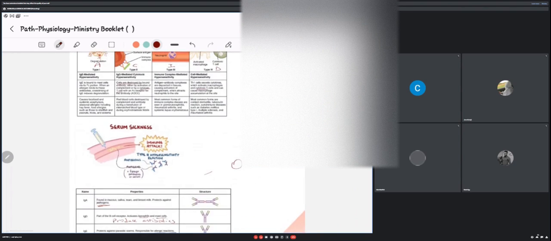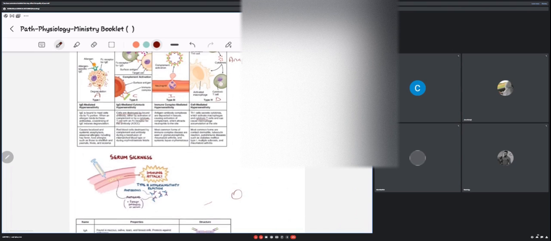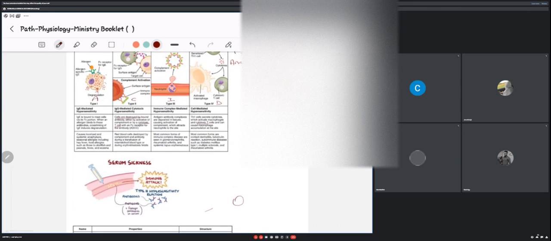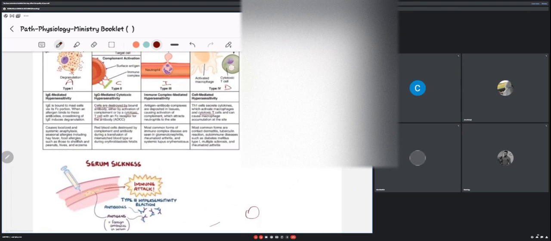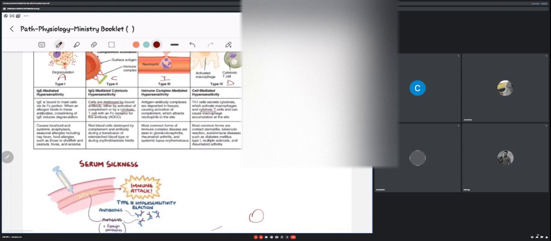So we'll look at these types of reactions again, the hypersensitivity reactions. We'll look at the 1, 2, 3, 4. Again, when it comes to allergies and those hives, eczema, those are immediate or anaphylactic reactions. So that's aside. When it comes to red blood cells being destroyed by complement or antibody during transfusion.